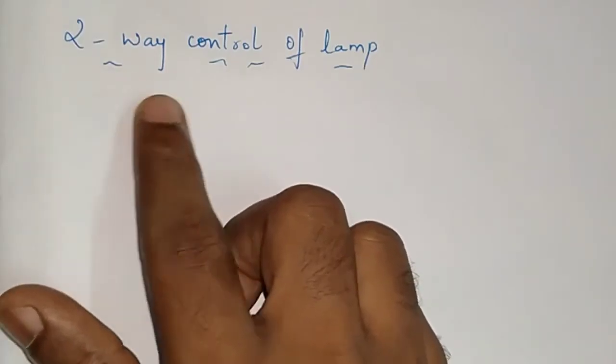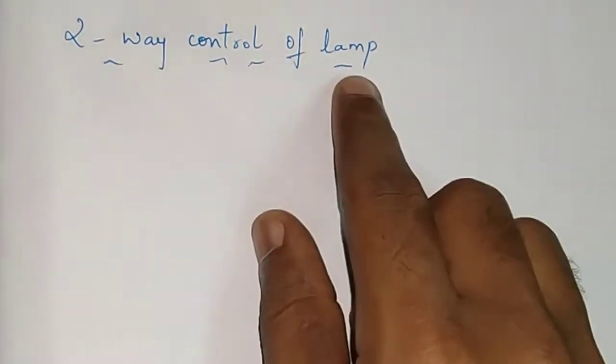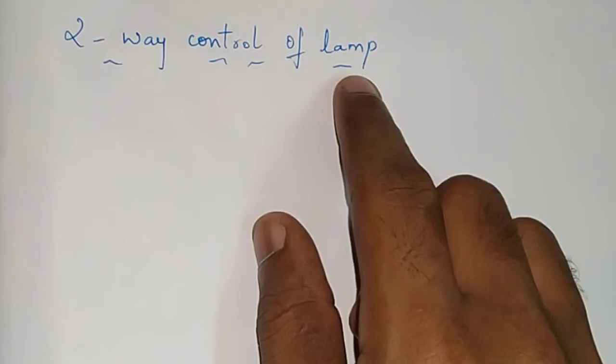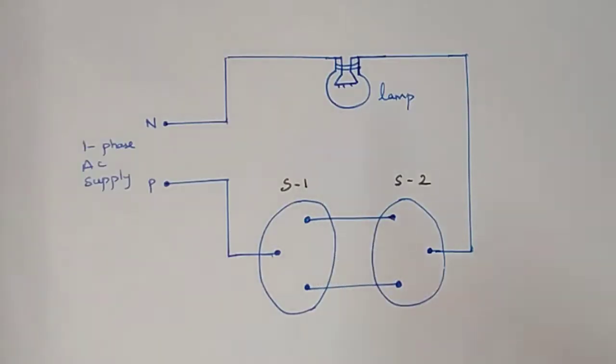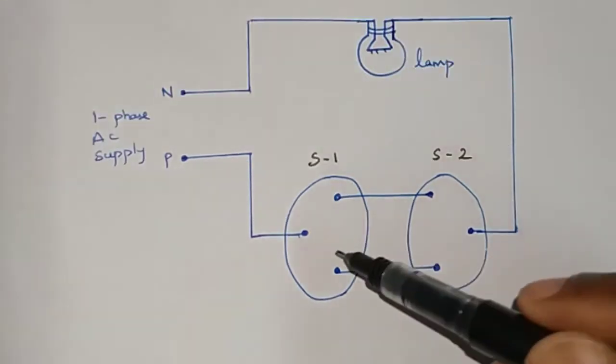So we are going to discuss two-way control of lamp. Two-way control of lamp is nothing but controlling a lamp from two different places. I have drawn the wiring diagram or circuit diagram of two-way control of lamp. I'm going to control a lamp from two different places.